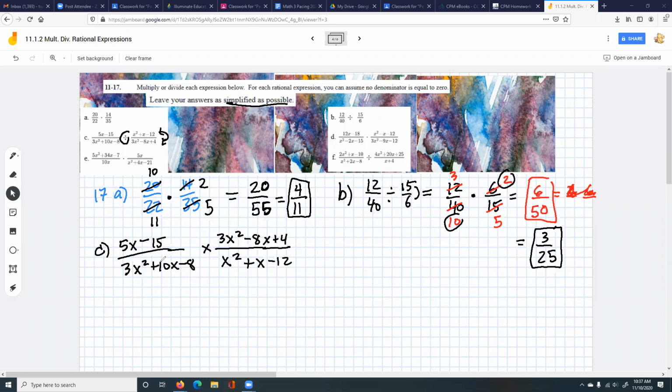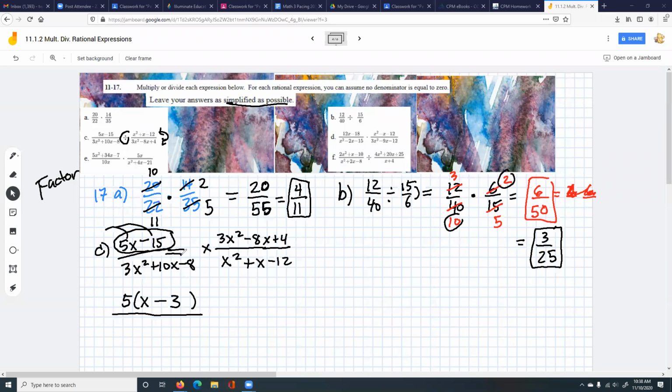We have to factor, factor, factor, factor. All of these can be factored. So let's factor them. What can be factored out of 5x and 15? A 5. So I'm going to take a 5 out. If I take a 5 out of this and a 5 out of this, that's going to leave me with x minus 3, right? Everybody see that? Take a 5 out of that, a 5 out of that to get it back. If I multiply 5 times x minus 3, that's 5x minus 15.